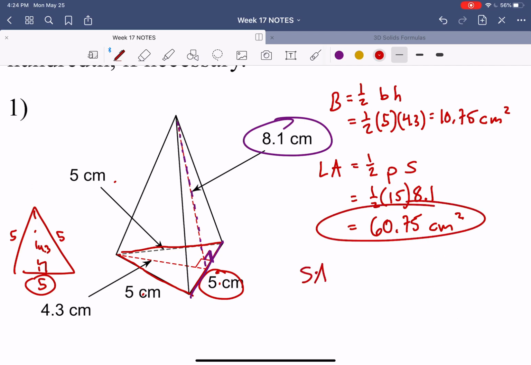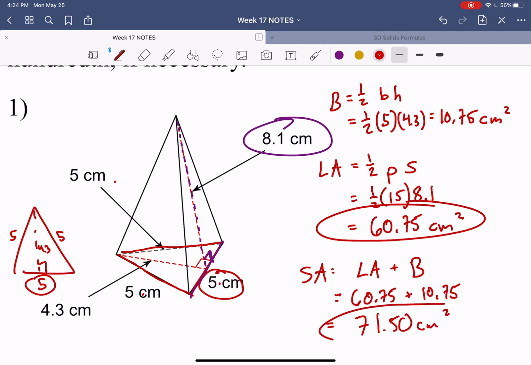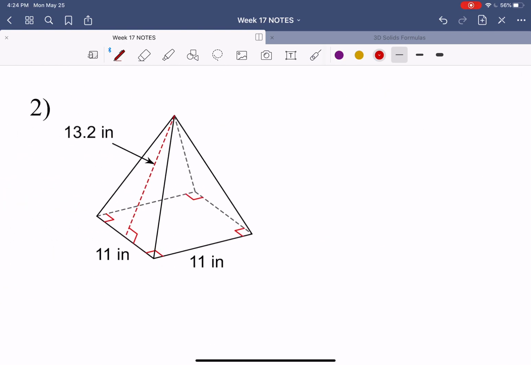And then surface area, right? We do lateral area plus just one base, because in our picture we only have one base, right? So we would do 60.75 plus 10.75 to get 71.50 centimeters squared. So that's the two parts of the question. You need to find lateral area and surface area. So let's try that again with another pyramid.